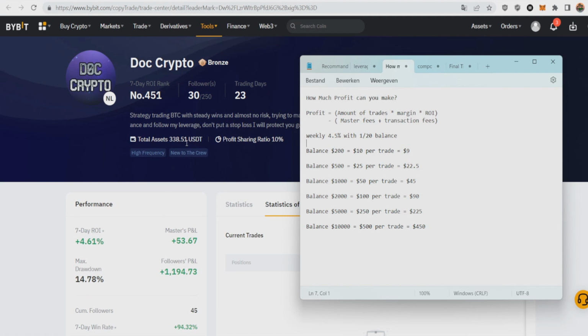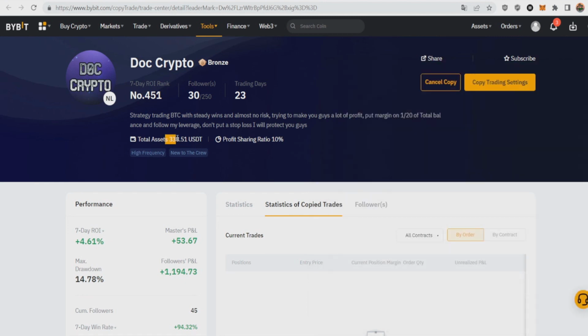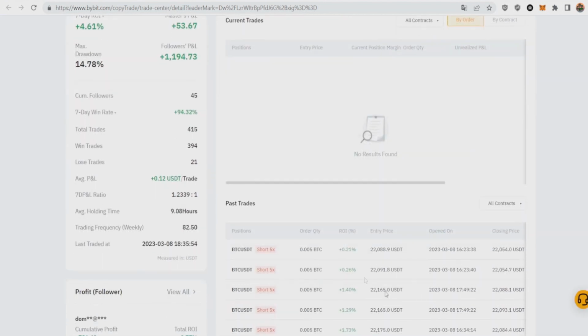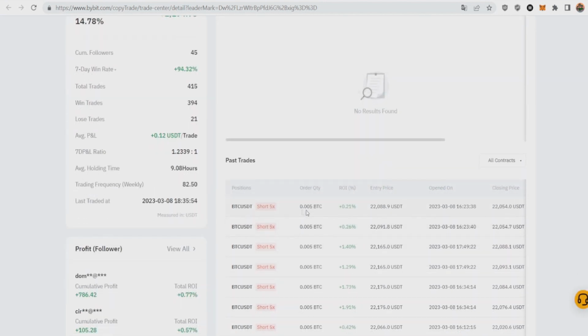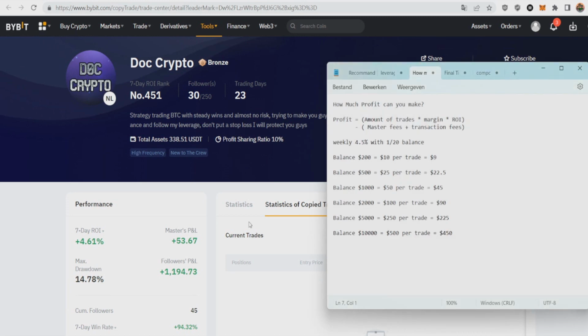So how can you basically check how much he trades with? You can just see at the top total assets, then you scroll down and you can see 0.05 BTC per order, which basically means like 1 in 20. So you know that the 4.6% weekly is what you're gonna get, which is actually amazing.